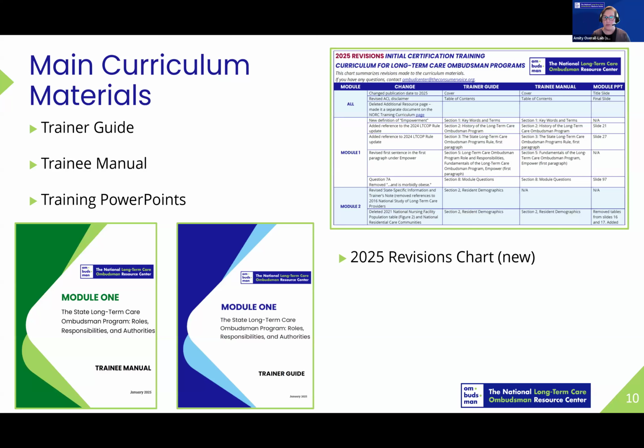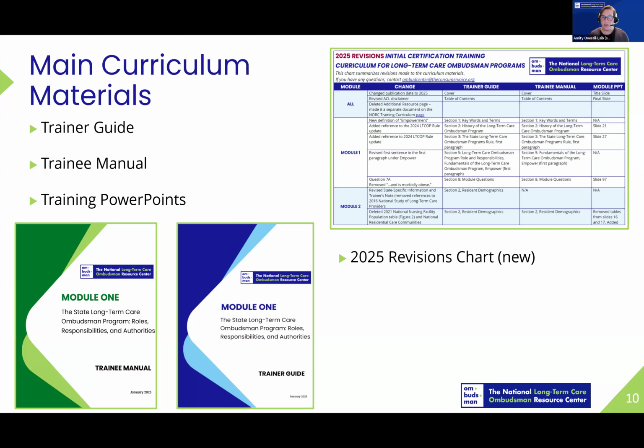For example, there were some references to NORS, National Ombudsman Reporting System data, in one of the modules, like the top 5 complaints and some other data. Well, obviously that changes every year. So we took that out, and then we added notes saying, for your state, review your top 5 complaints in lieu of the NORS data that would have to be updated all the time, to try to make this more evergreen.